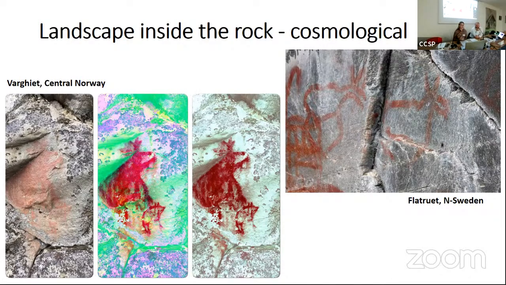And these two examples can be looked at from a cosmological view. These are painted elk figures from North Sweden and central Norway. And what you can see here is that they are painted next to cracks in the rock surface. Perhaps this can be interpreted as cracks to another world, and that these figures were moving between the different worlds, perhaps passing through the membrane of the rock itself.